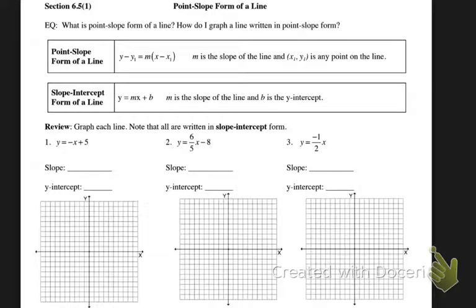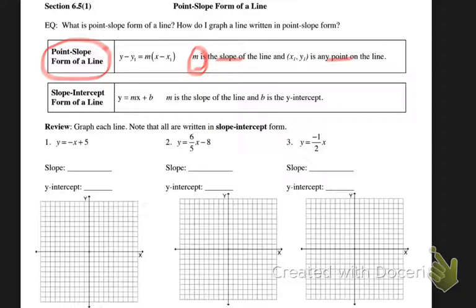This is our 6.5 day 1 notes. We're going to start learning about point slope form of a line. So we have a new type of form for lines, and it's called point slope because we need a point and a slope in order to have it in point slope form. So we already know that M is our slope.